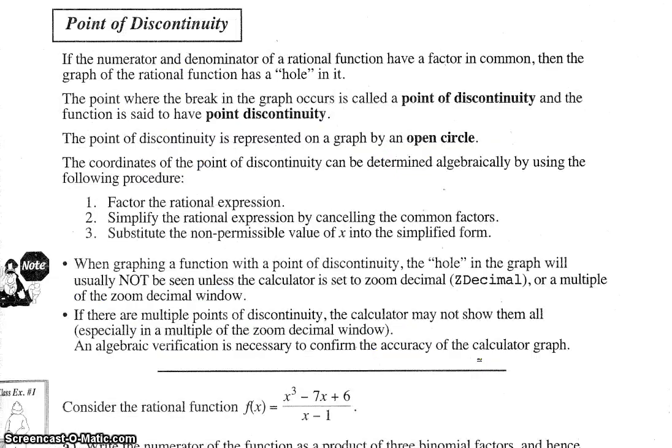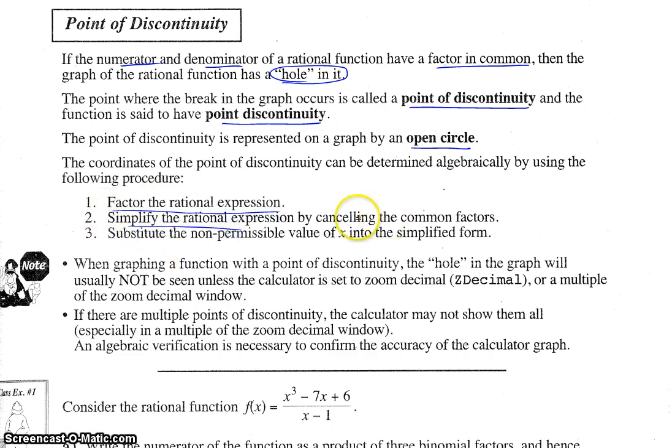Okay, so it just kind of summarizes what we've been talking about. If the numerator and denominator have a factor in common, then the graph will have a hole. And this hole is called a point of discontinuity, or a point discontinuity. It is represented on the graph by an open circle. Okay, how do we find it? We factor the rational expression, simplify it by canceling common factors, and then finally you substitute the non-permissible value into the simplified form to get the y value.